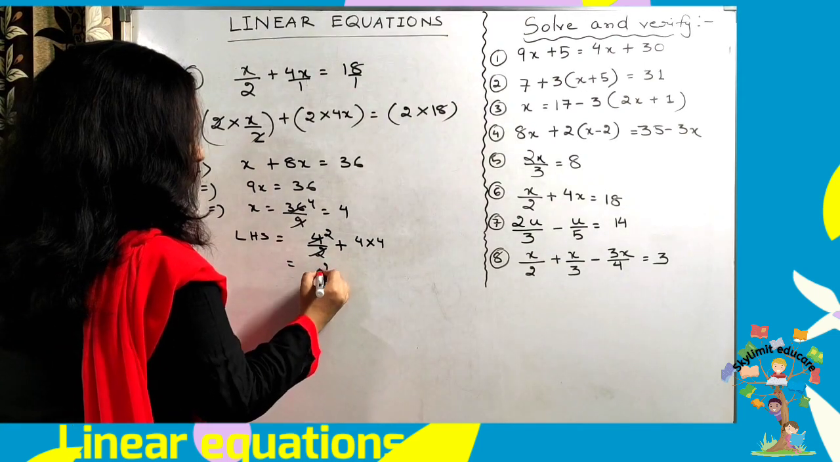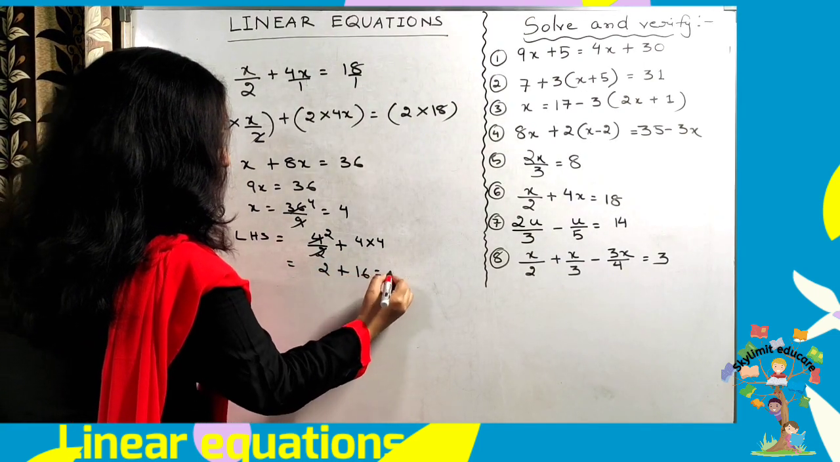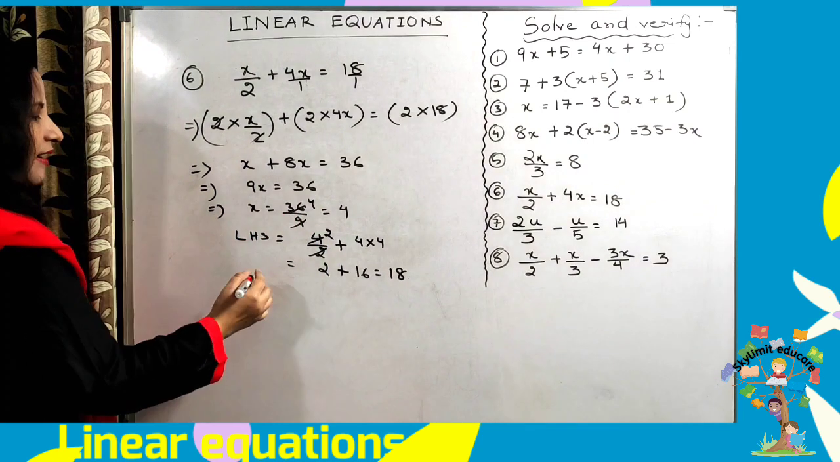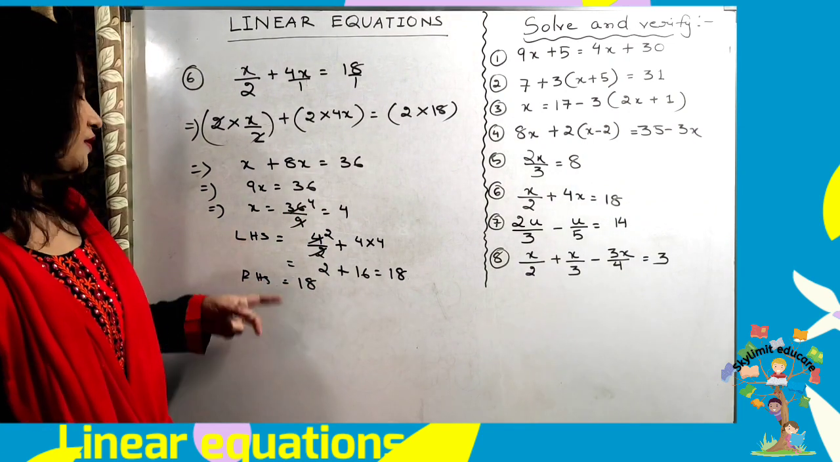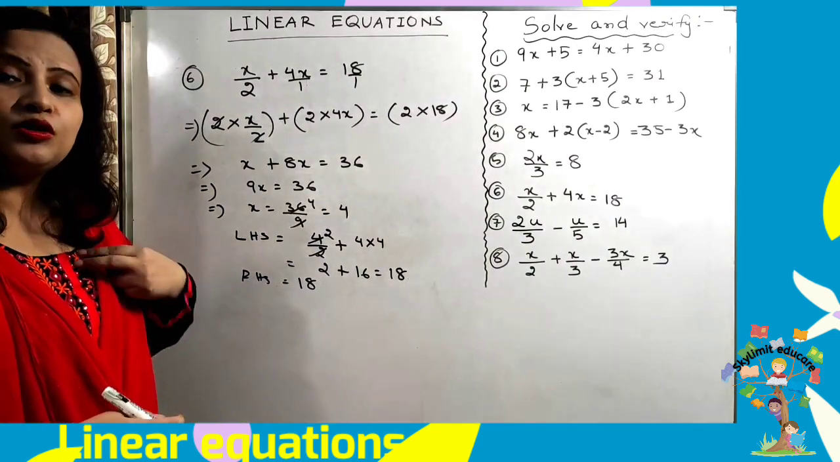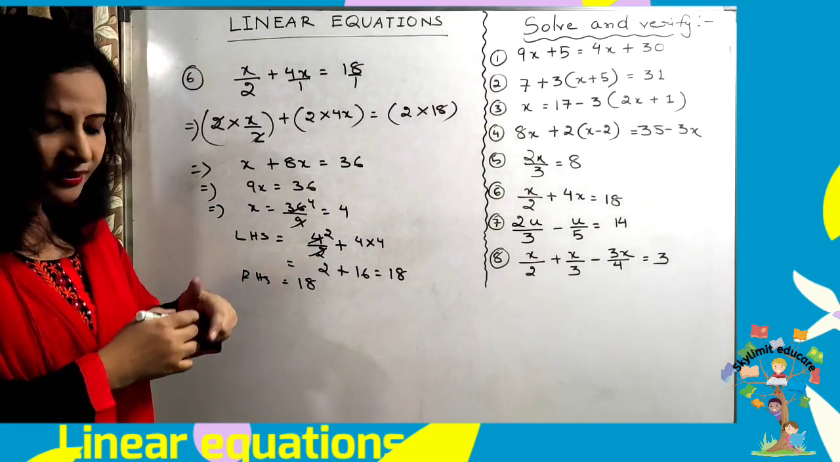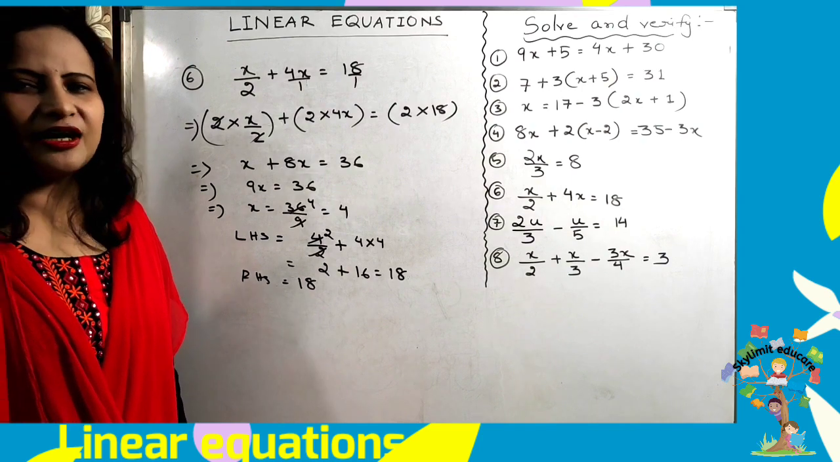So 2 plus 16 is equal to how much? 18. And the right hand side is already given to us what? 18. So it's your work, you will write that. Therefore, LHS is equal to RHS is equal to 18. Hence, verified. Okay? That you will be writing.